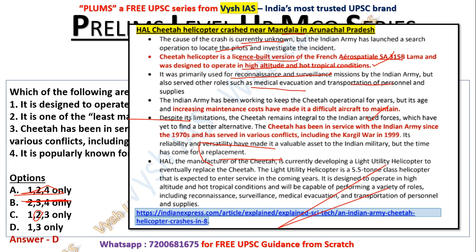The Indian Army has been working to keep the Cheetah operational for years, but its age and increasing maintenance cost have made it a difficult aircraft to maintain. So it has its limitations and problems, but because we don't have a better alternative, we are still maintaining and using it. From the 1970s we have been using it, and even in the Kargil war it was used, but as I told you, it is outdated now, and we need a new light utility helicopter, which HAL is currently working on, so that we can replace the Cheetah helicopter. It's an Indian Express article. It crashed, and that is why statement 4 is also wrong.